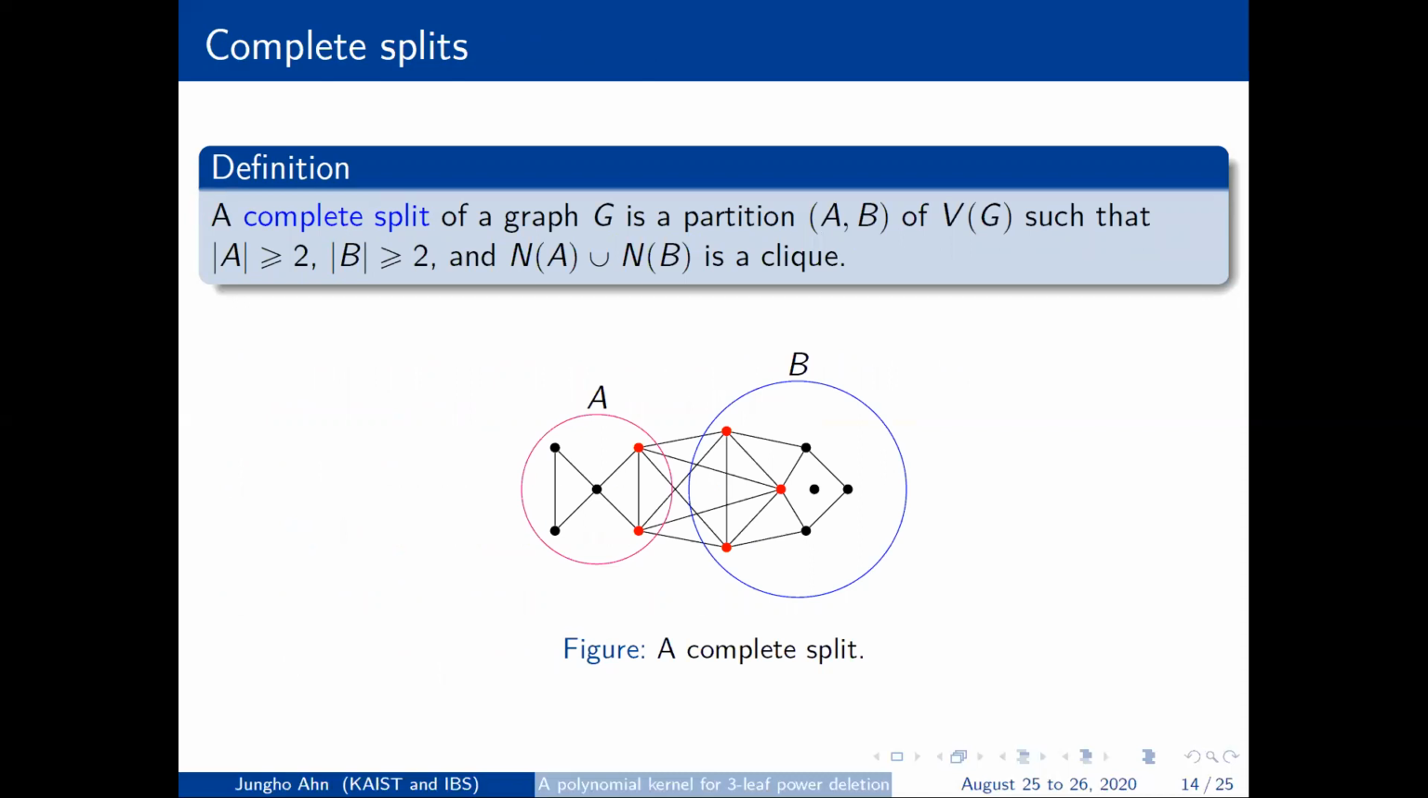A complete split of a graph G is a vertex partition A, B such that each set has at least two vertices and the union of N(A) and N(B) is a clique. In this figure, you can see a graph that looks like a fish, and I want to divide its vertex set into A, B, where A is the set of vertices in the left circle, and B is the remaining ones. Here, red vertices are the vertices in the union of N(A) and N(B), and they form a clique, so A, B is a complete split of this graph.